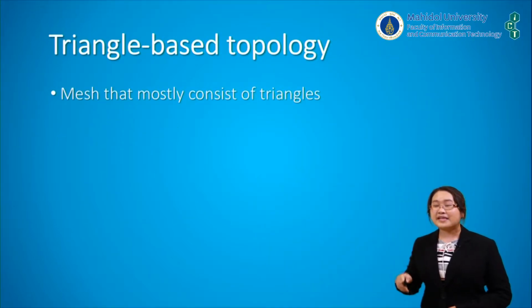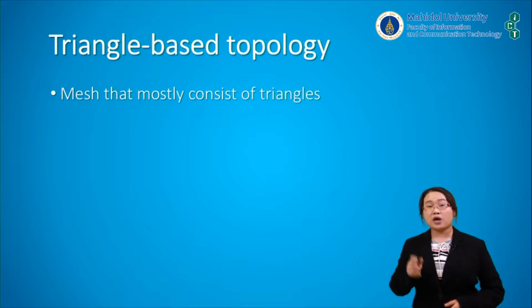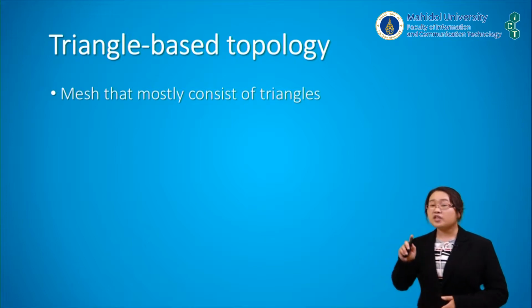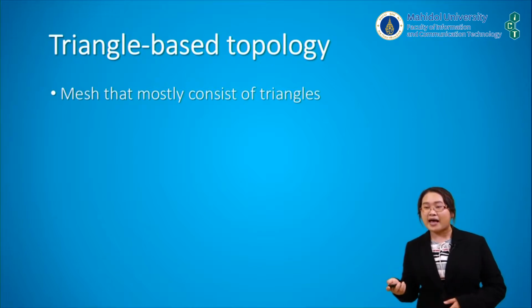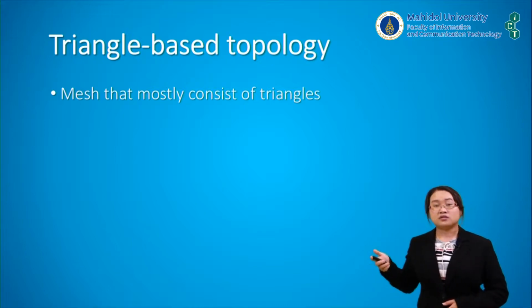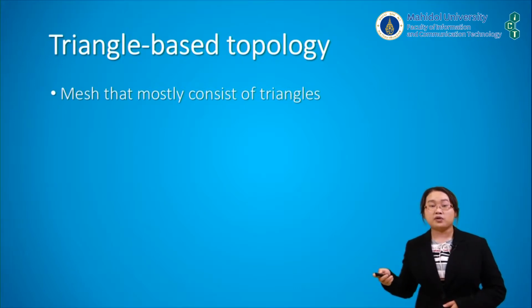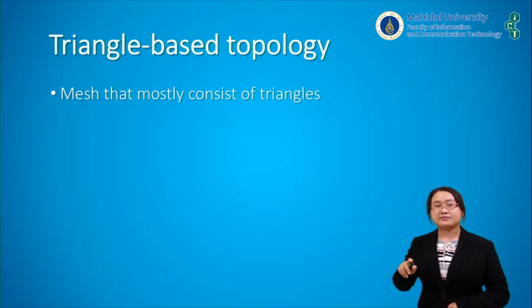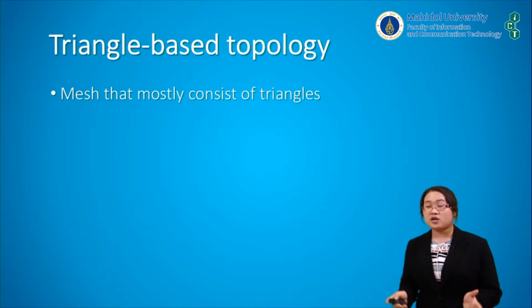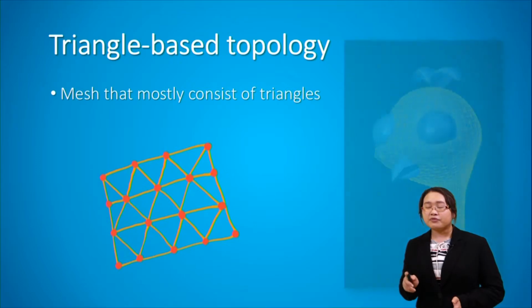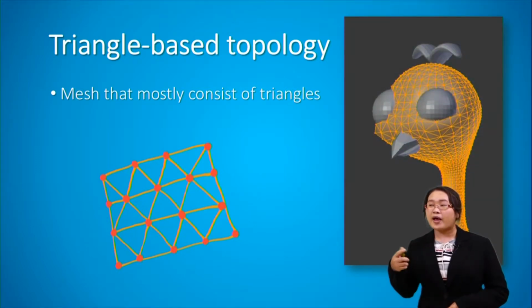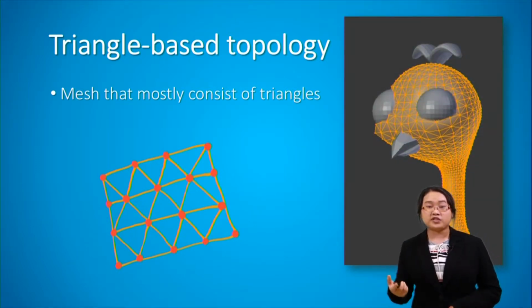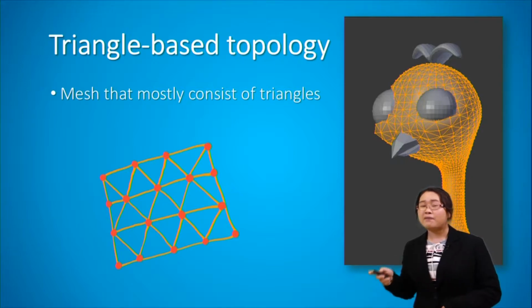The next problem is the type of the topology itself. If you remember, we talked about this before. In computer animation, your model can either have triangular-based topology or quad-based topology, but they are quite different. In triangular-based topology, your mesh consists of all triangles. This helps to speed up the computational time, which is very good for games, but it is not good for computer animation.